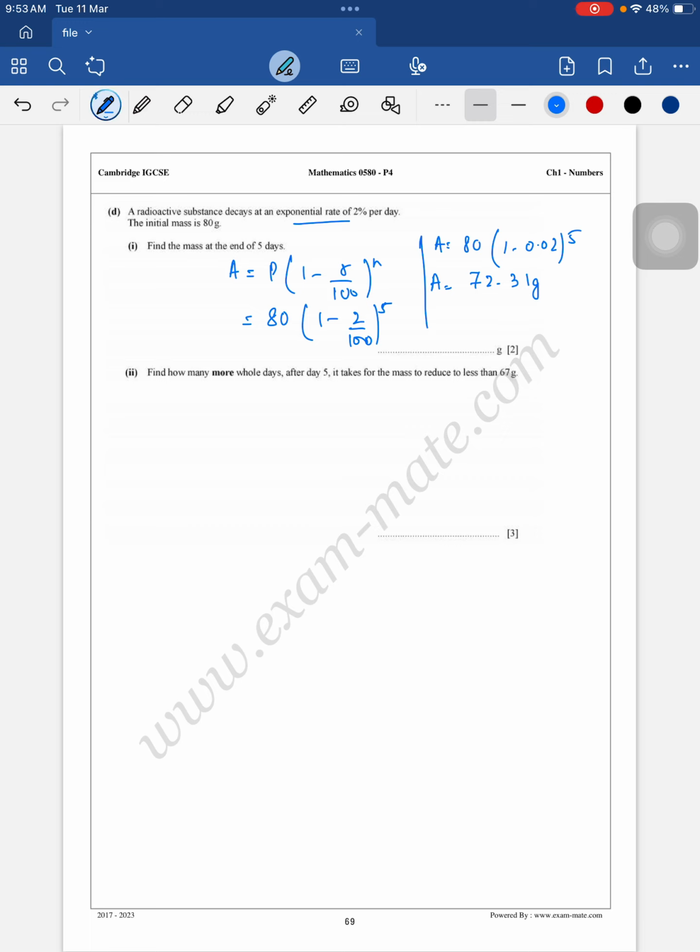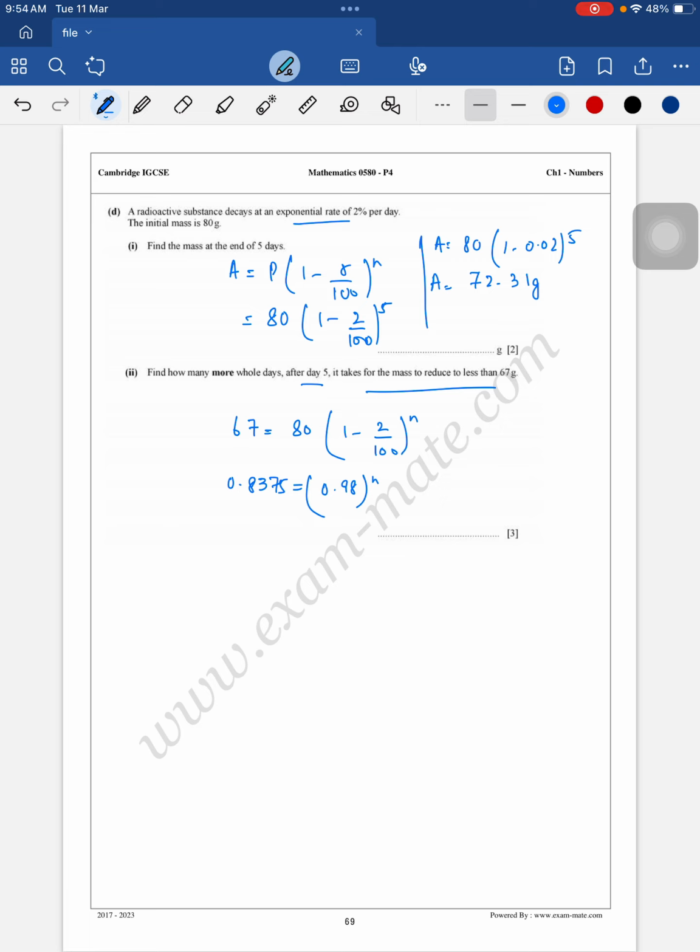Find how many more whole days after day 5 it takes for the mass to reduce to less than 67. So we can take as now the final amount is basically 67. Initial was 80, times 1 minus 2 upon 100 to the power n, and we need to find out n, right? So 67 upon 80 is basically 0.8375. 1 minus 2 upon 100 means 1 minus 0.02, which is 0.98.